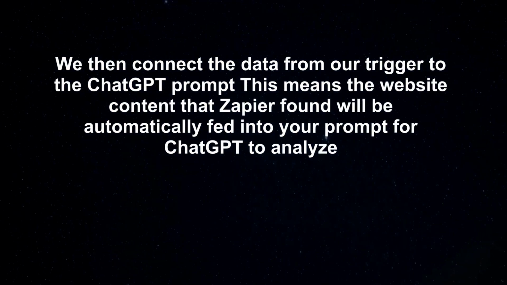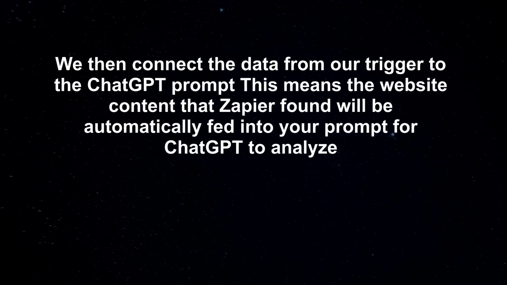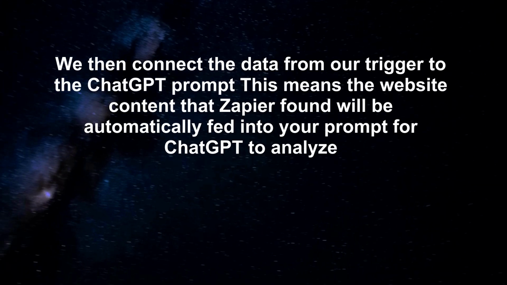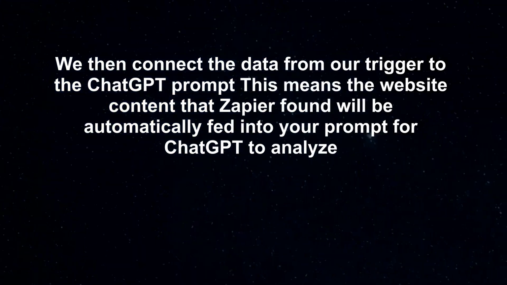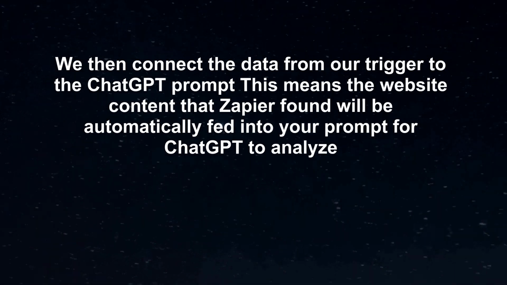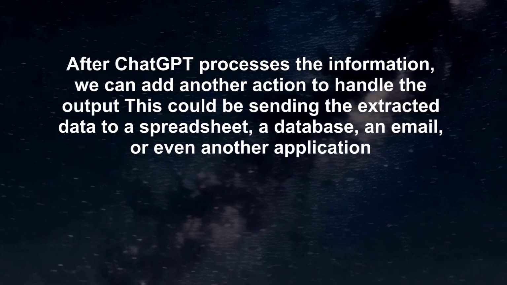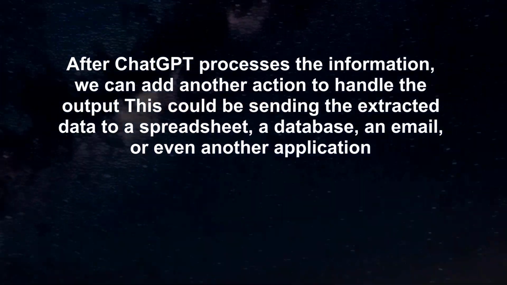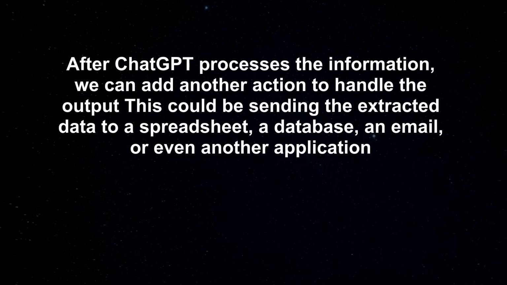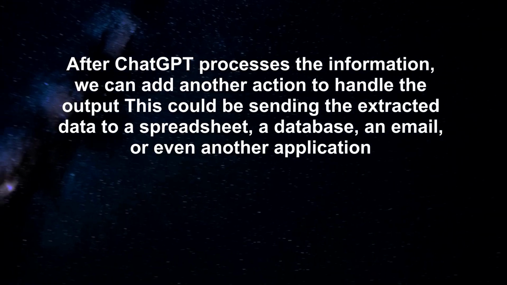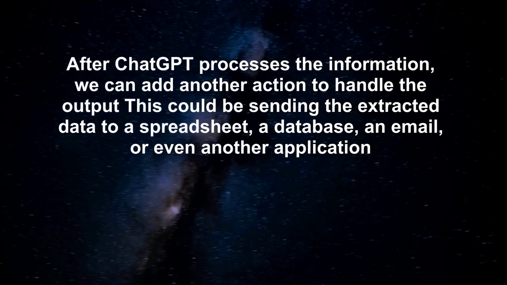We then connect the data from our trigger to the ChatGPT prompt. This means the website content that Zapier found will be automatically fed into your prompt for ChatGPT to analyze. After ChatGPT processes the information, we can add another action to handle the output. This could be sending the extracted data to a spreadsheet, a database, an email, or even another application.